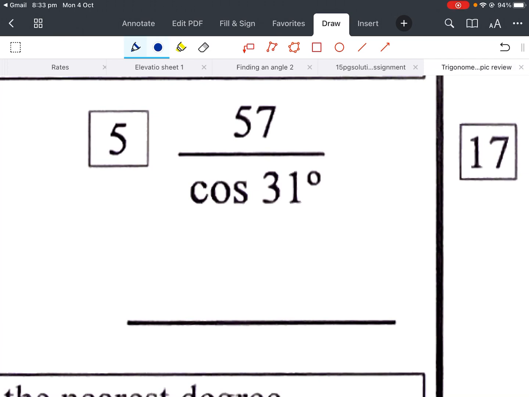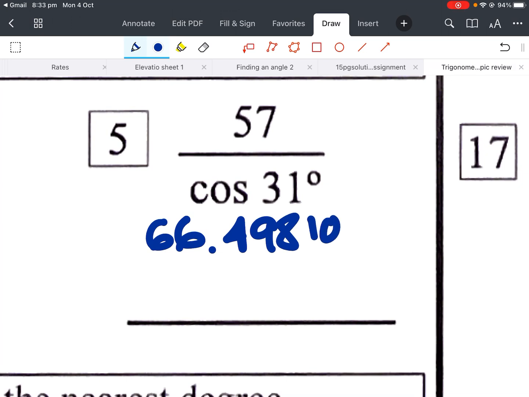Next one is 57 over cos 31. Now on my Casio, I'm going to use my fraction key. If you've got a Sharp, you might want to just wait a minute and I'll tell you what to do on yours. So if you've got your Casio, press your fraction key, put 57 on the top, put cos 31 on the bottom. Notice it'll open a bracket, so make sure you close it. And then press equals. This is what I get, 66.49810364, but we only want it to one decimal place.